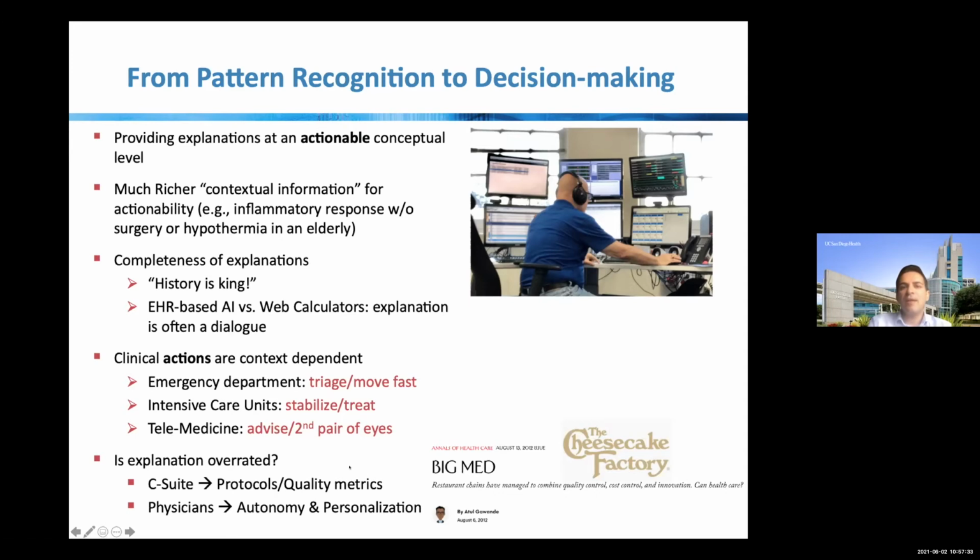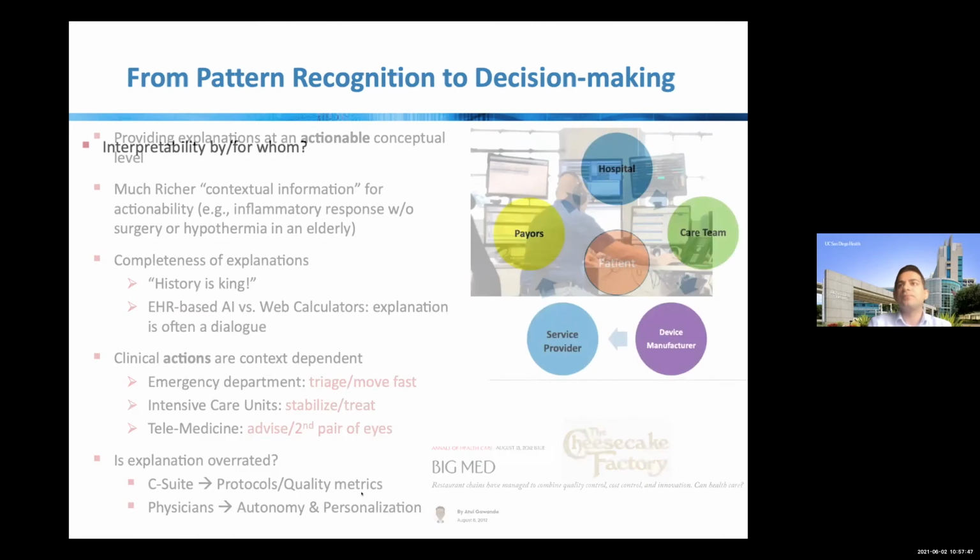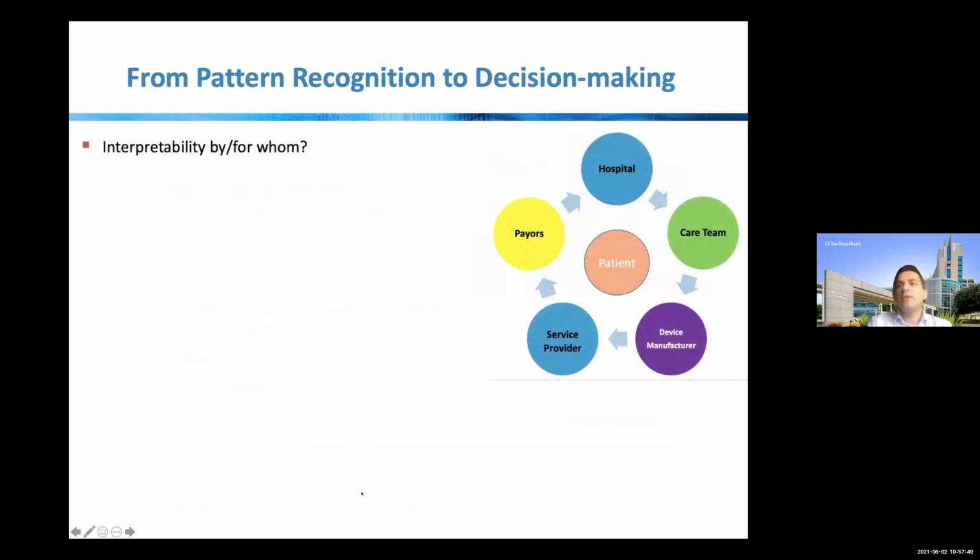We also have national quality metrics for various use cases. Like in the case of sepsis, we have the SEP-1 bundle. And so in this context, it actually makes a lot more sense to standardize so that you can get your quality metrics up and improve. Again, this brings me to the notion that we often make assumptions about interpretability, and we are mostly focused on patients or the care team.